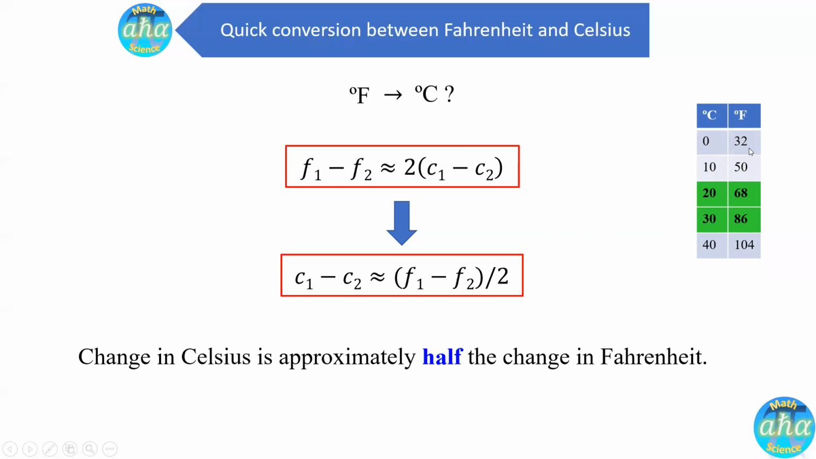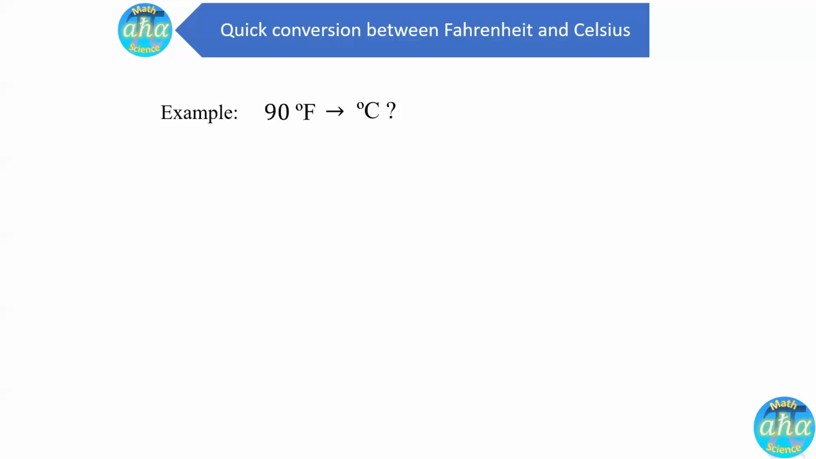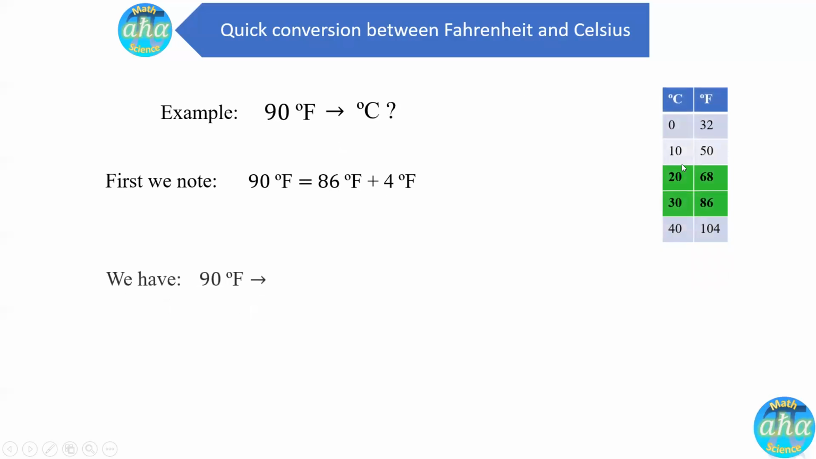Again, remember that if you look at this chart here, the degrees Fahrenheit usually are slightly bigger numbers and the degrees C are smaller numbers, at least in this temperature range. This is consistent with the fact that the change in C is small and the change in Fahrenheit is what? Bigger. So let's take a look at an example. What is the temperature in degrees C for 90 degrees Fahrenheit? 90 degrees Fahrenheit is very close to 86. It's 4 degrees Fahrenheit above 86. And from our conversion chart, we know 86 degrees Fahrenheit is equal to 30 degrees C.